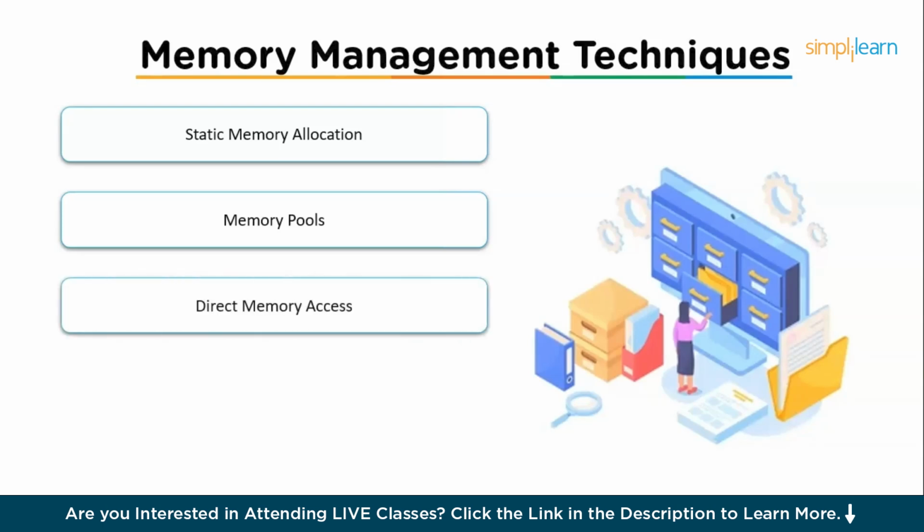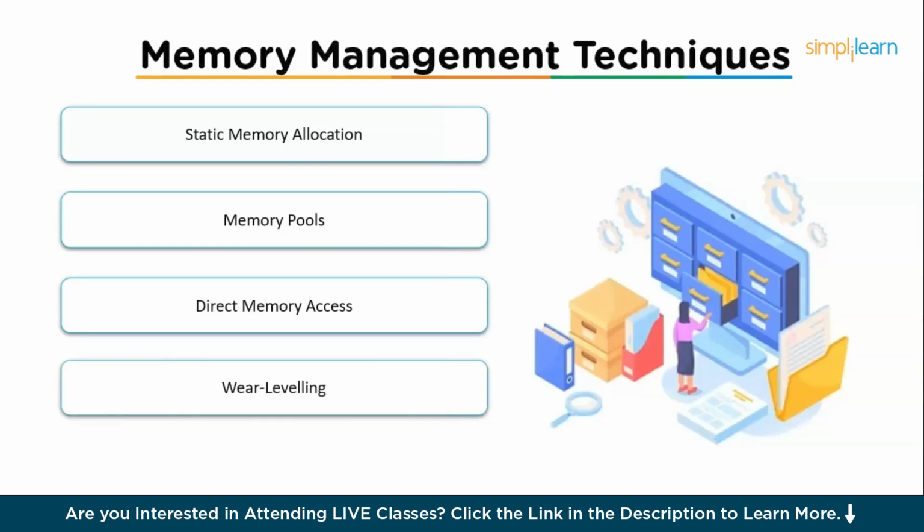Then we have DMA, that is direct memory access. So it moves data from memory to peripherals and vice versa without involving the CPU. It is a huge power saver. Then we have wear leveling. So it is essential for flash memory, spreads out write or erase cycles to prolong the life of storage.